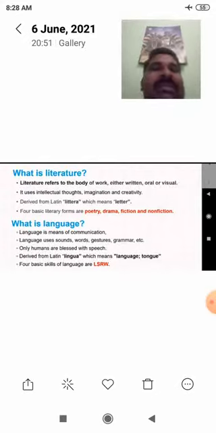Then what is literature? Literature refers to the body of work, either written, oral or visual. But in literature, the main role is given to the written form. How are we reading our ancestors' literature? By the written format. So for literature, the written format is very, very essential.